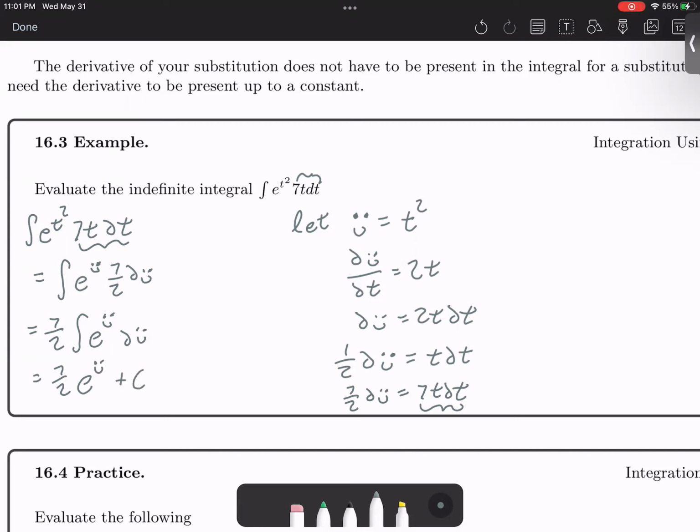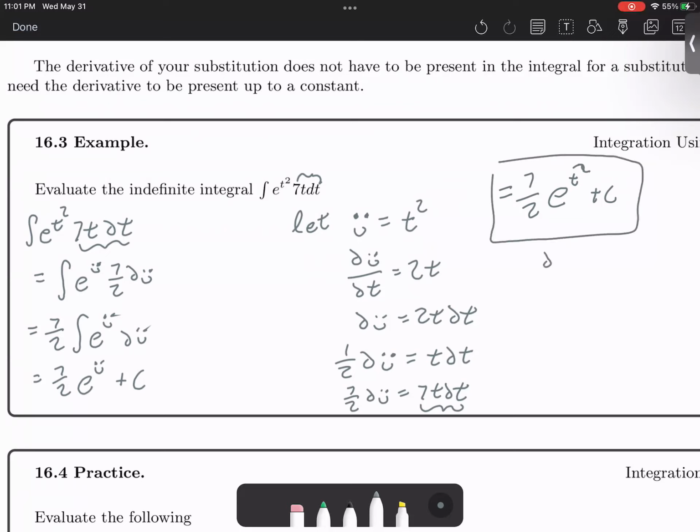Again, we have that constant of integration because I don't have limits on my integral. This is the indefinite integral. And we gave ourselves smiley face, so our answer shouldn't depend on smiley face. This is 7/2 e to the smiley face, which is t squared, plus c. So that should be the antiderivative.